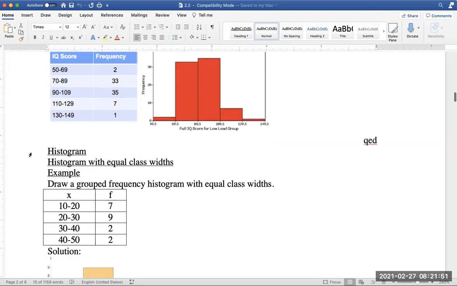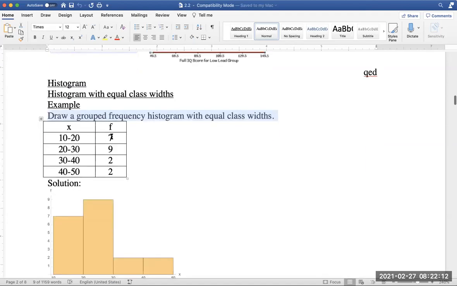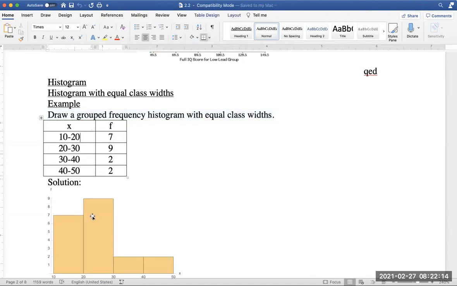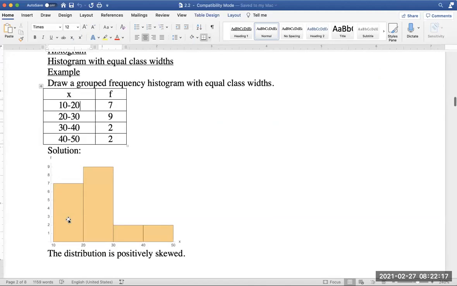From now on, I'm going to show you a whole bunch of examples involving exclusive type classes. Let's first look at a histogram with equal class widths. So let's draw a grouped frequency histogram with equal class widths. I have 7 numbers between 10 and 20, 9 between 20 and 30, 2 between 30 and 40, and 2 between 40 and 50.